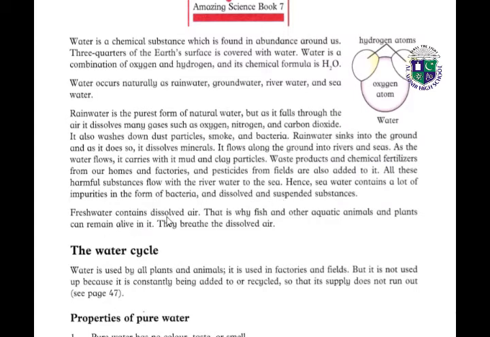Fresh water contains dissolved air. That is why fish and other aquatic animals and plants can remain alive in it. They breathe the dissolved air.